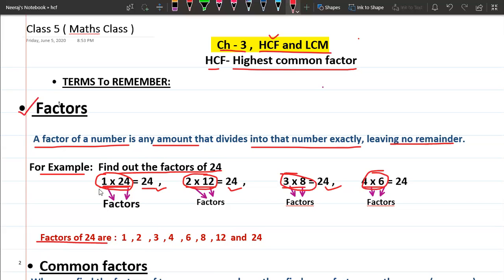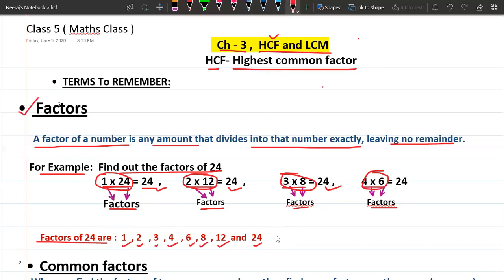These are 1, 2, 3, 4, 6, 8, 12, and 24. We have taken out these factors from here only, because 1 and 24 are factors, 2 and 12 are factors of 24, 3 and 8 are factors of 24, and 4 and 6 are also factors of 24. So you have to write in a sequence. Firstly we write 1, then 2, then 3, then 4, and after that 6, 8, 12, and 24. These are the factors of 24.